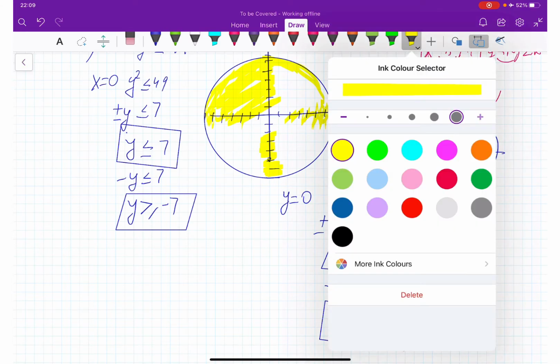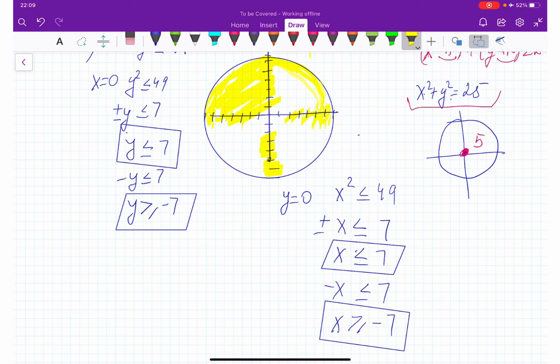Do I have max? Yeah, maximum thickness. So this is what we're going to have. Let me try to paint it fast. And this is our circle.